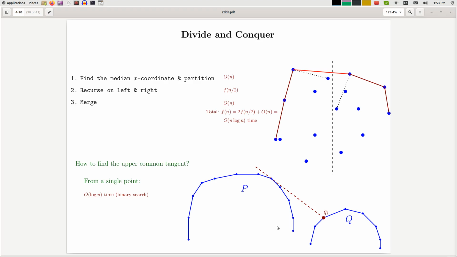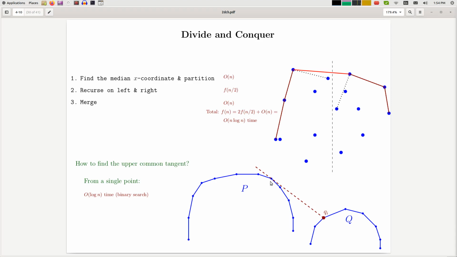Let's look at a simpler problem. So forget about this other upper hull. Imagine that the other upper hull is just a single point. So I have a point Qi, and I have an upper hull P, and I want to find the tangent from this point to this upper hull. So in this picture, it looks like this. And I want to do it in log n time using some kind of binary search. How do I do this?